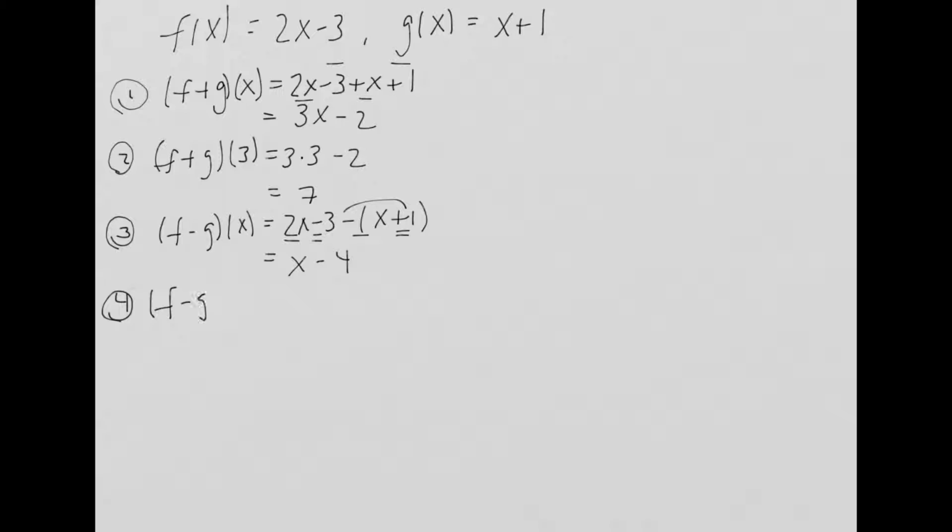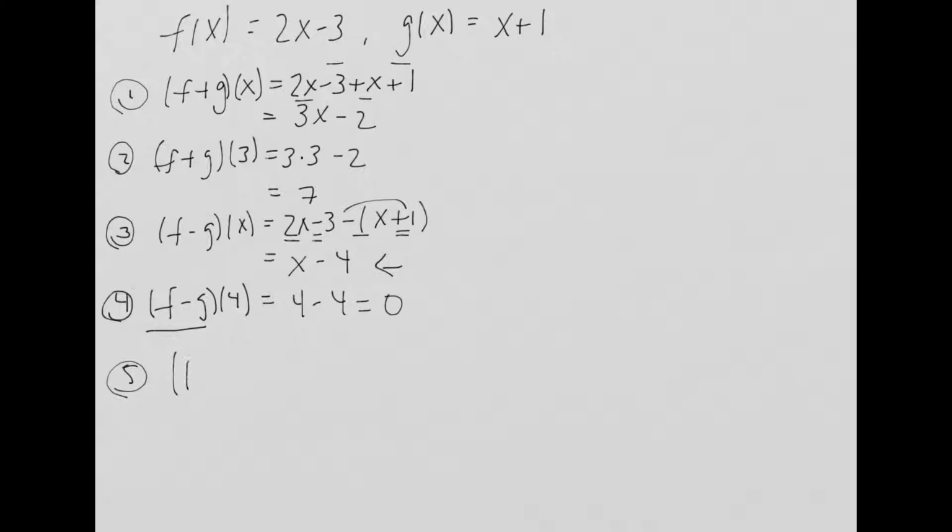What's f minus g of 4? This says take the function f minus g, which we found here, and plug in 4 for x. So I'll get 4 minus 4, which is 0.